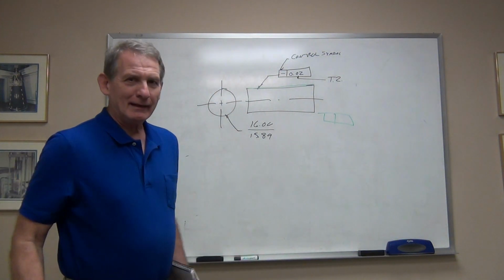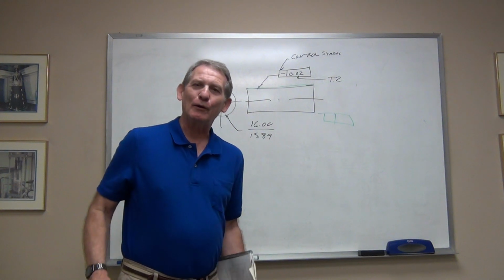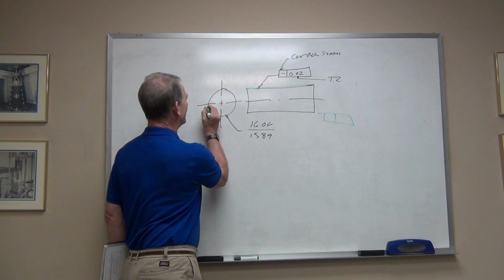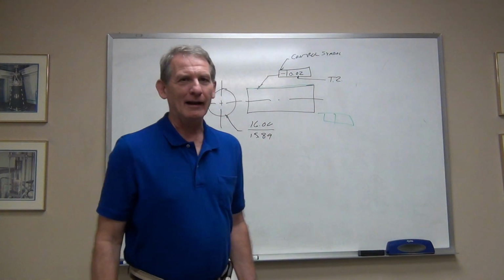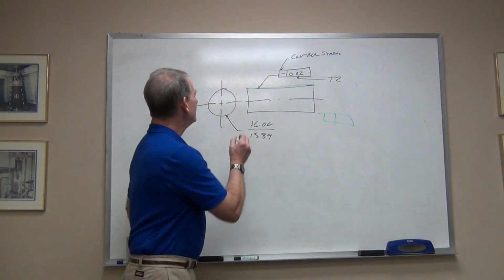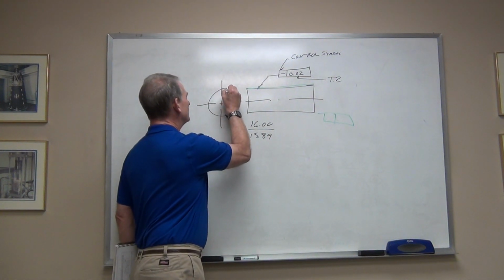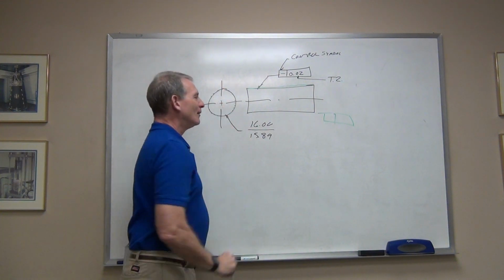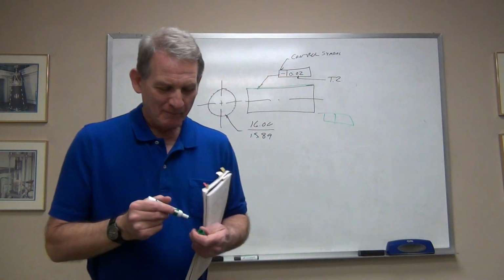Is that the only geometric line on the cylinder? Well, no, obviously not. There's one at 3 o'clock, there's one at 6 o'clock, there's one at 9 o'clock, and every other position around that cylinder. So there are geometric lines all the way around that cylinder.